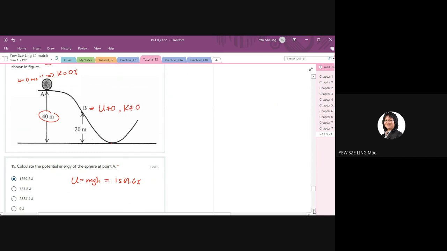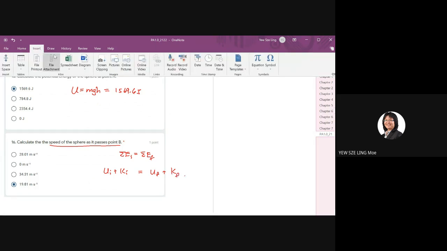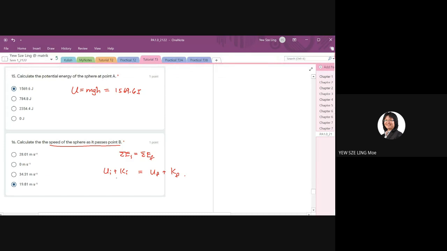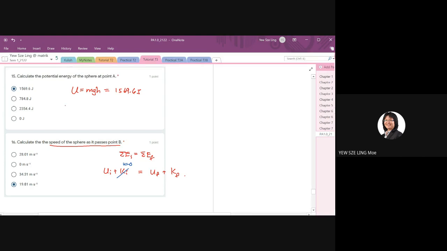So what we can do to find the speed at point B is to use conservation of energy. Summation E initial equals summation E final. U initial plus K initial equals U final plus K final. K initial, according to the diagram just now, we know is equal to 0 because velocity is equal to 0. And then U initial from question 15, you have the value already.